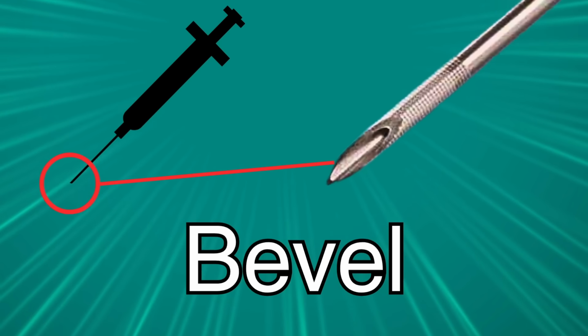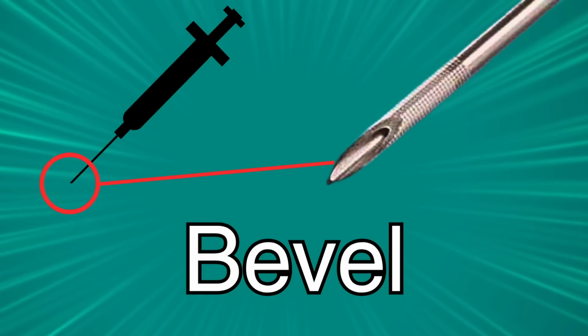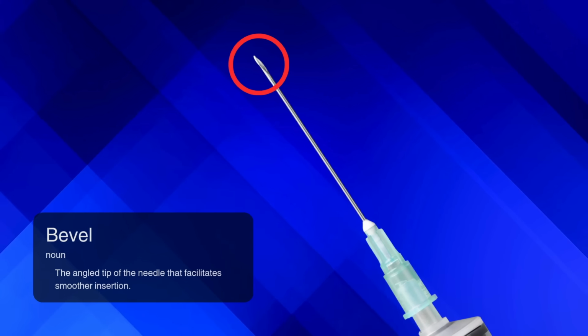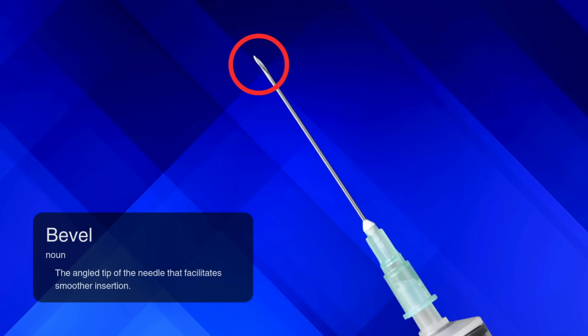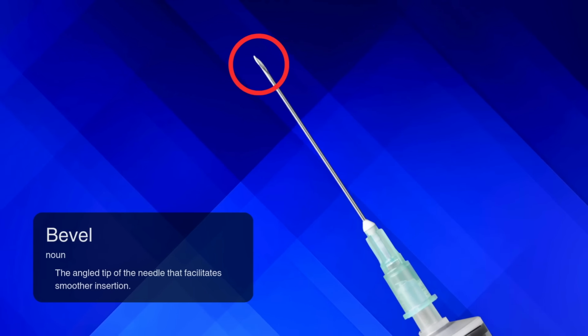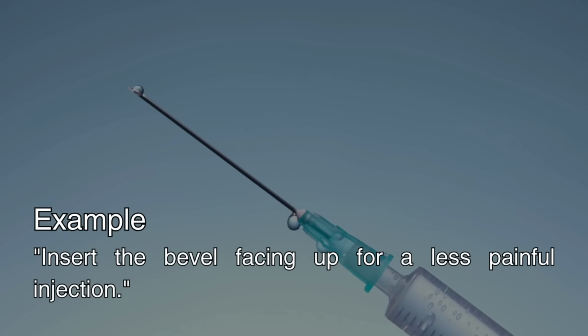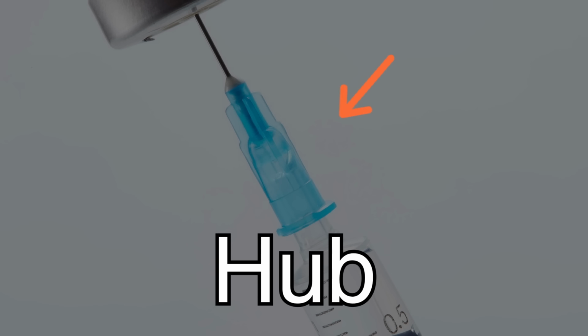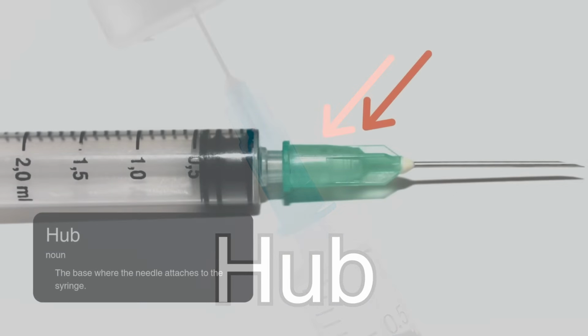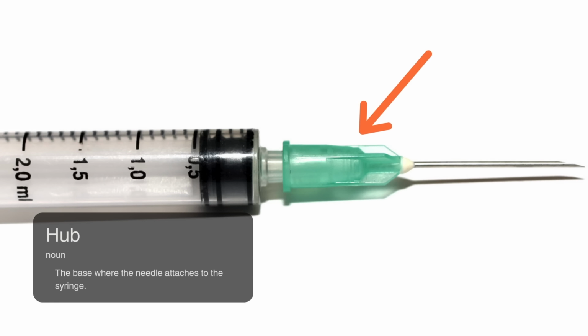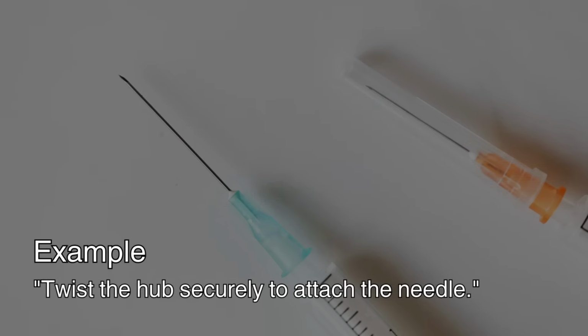Bevel. This is the angled tip of the needle that facilitates smoother insertion. Insert the bevel facing up for a less painful injection. Hub. The hub is the base of the needle that attaches to the syringe. Twist the hub securely to attach the needle.